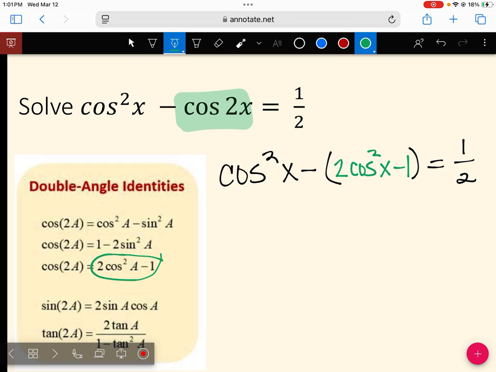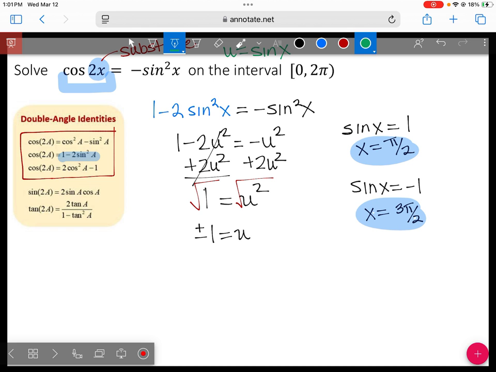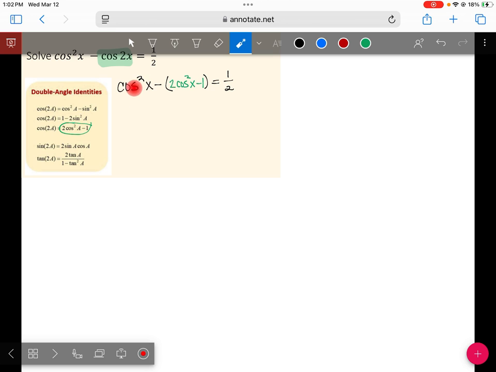Why did we choose that one? Because you have to look at the rest of the equation. What trig ratio are we using every other place? Cosine. If you look at the last example, we had a sine, so we used that substitution. But for this one, we have cosine, so we're going to use this one.